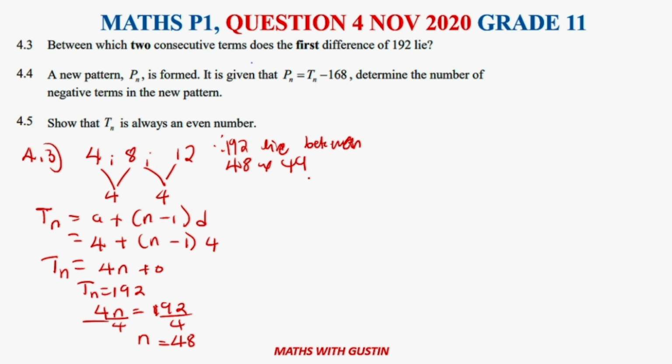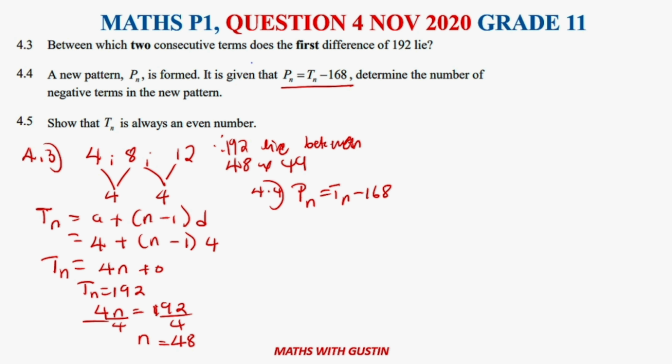So now let's move on to 4.4. 4.4, it says that the new pattern Pn is formed. It is given by Pn. Okay, let's write that down. Is given by this Pn minus Tn is Tn minus 168. Okay, determine the number of negative terms in the new pattern. All right, good stuff. We need to be very careful here, guys. You might want to stick to the basics where you don't have problems.